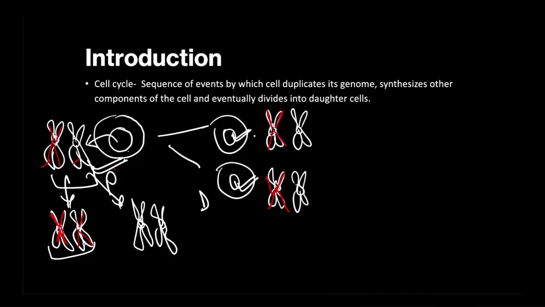Okay. Not only DNA, it needs to synthesize other components of the cell. Other components, let's say some other organelles, mitochondria, or if it is a plant cell, then chloroplast or lysosome, so many organelles are there. It needs to synthesize that and some important proteins also. And then it will divide into daughter cells. So all the events which are happening in the cell to divide, that will be called the cell cycle.